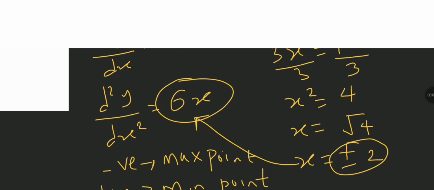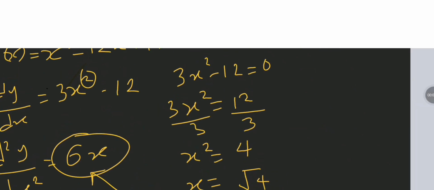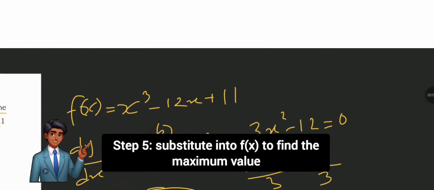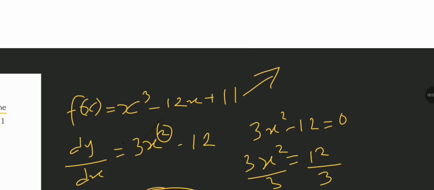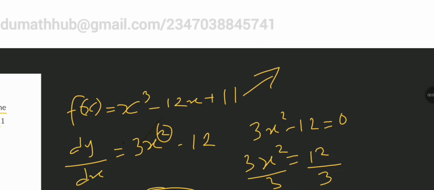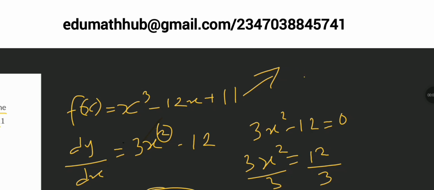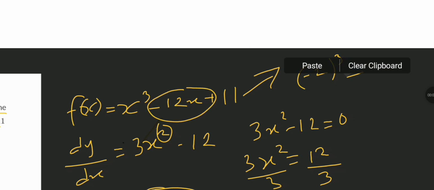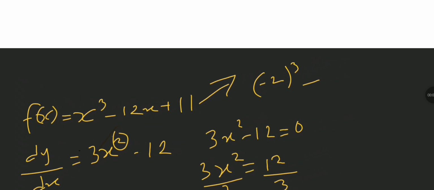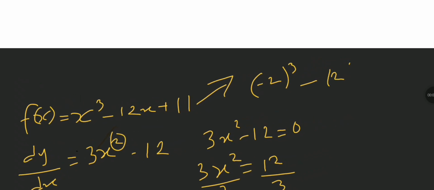Now, we have known the value of x at that point. To get the maximum value, go to your original expression and slot in minus 2 here. Okay, when you put minus 2 here, whatever you get as value of f(x) will be the maximum point. So let's try that. We're going to get (-2)^3 minus, I'll put in minus 2 here, 12 times (-2), then plus 11.